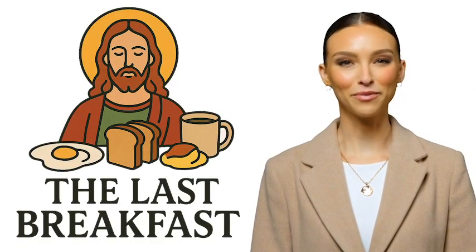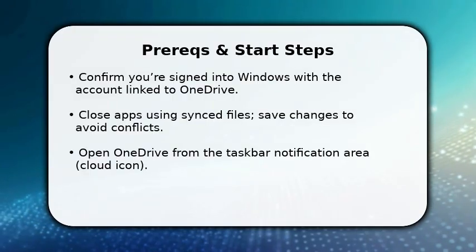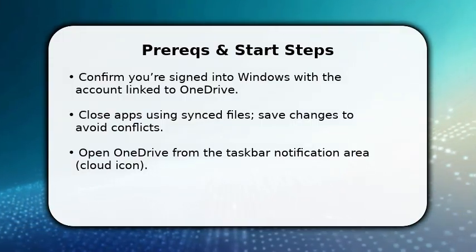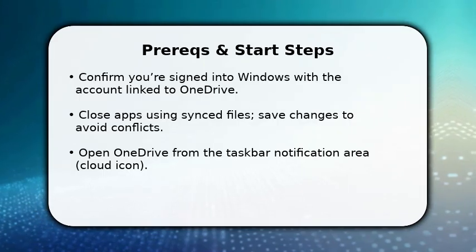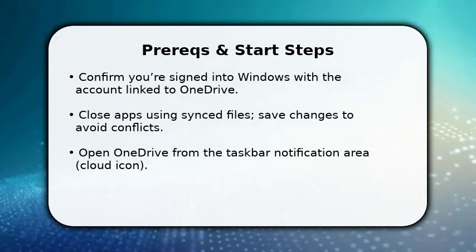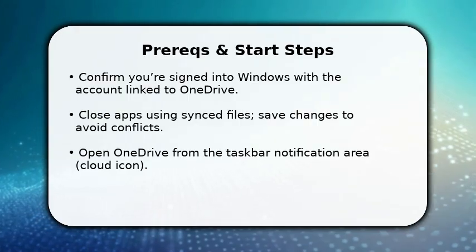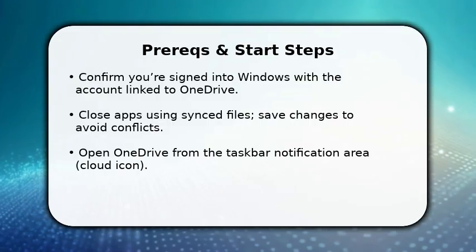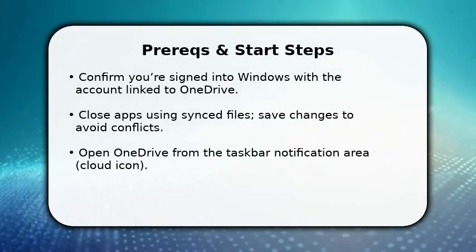You'll begin by checking a couple essentials. Make sure you're signed into the same Windows account that uses OneDrive, and save or close any files currently syncing so nothing is lost. Next, click the OneDrive cloud icon in the taskbar notification area to open the client. If it's hidden, click the up arrow to reveal it.